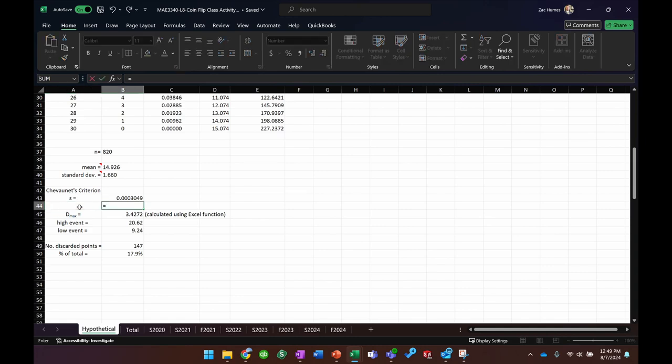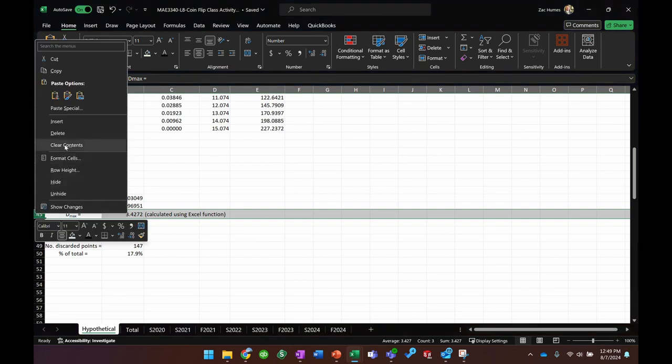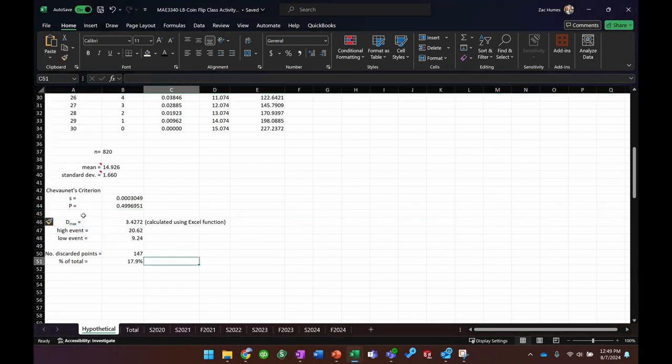Is equal to 0.5 minus our S. So that is going to be 0.499. So that's the probability that we could use in our Z table to then look it up. So let's see, insert. And so let's do our Dmax.